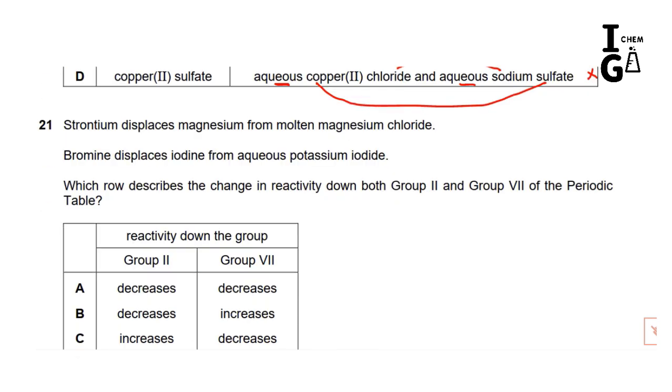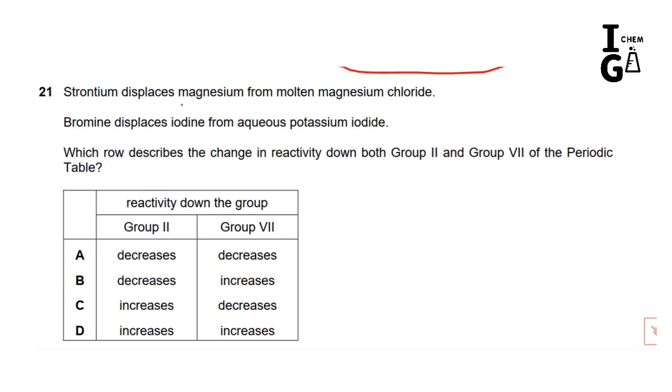21. Strontium displaces magnesium from molten magnesium chloride. Bromine displaces iodine from aqueous potassium iodide. So actually this is group 2, guys. Strontium and magnesium are group 2. Bromine and iodine are group 7. So this is the reactivity of strontium and magnesium, which are metals, and here bromine and iodine are non-metals.